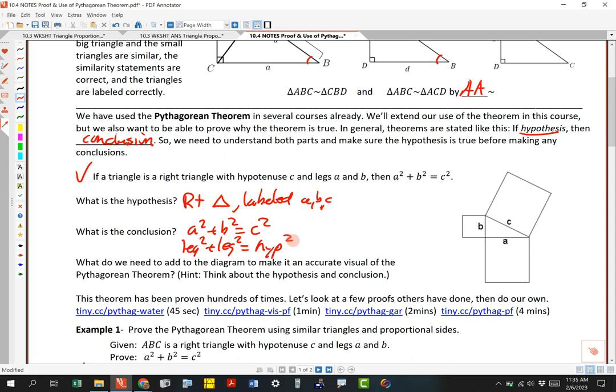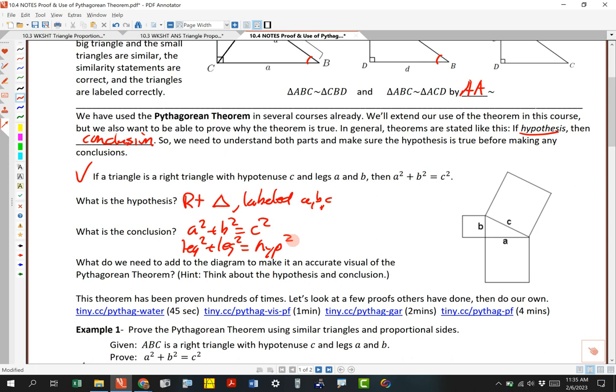If you remember leg squared plus leg squared equals hypotenuse squared, it reminds you that what we're doing is squaring the two legs. This is not the only way to state the Pythagorean theorem, but if you just remember this phrase, it tells you a whole bunch of information just in the way we say it. Leg squared plus leg squared equals hypotenuse squared. Number one, if you've got a hypotenuse, you must have had a right triangle.